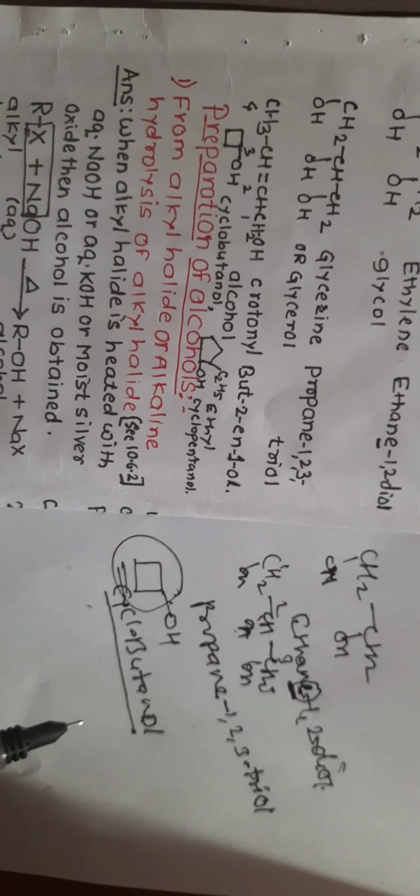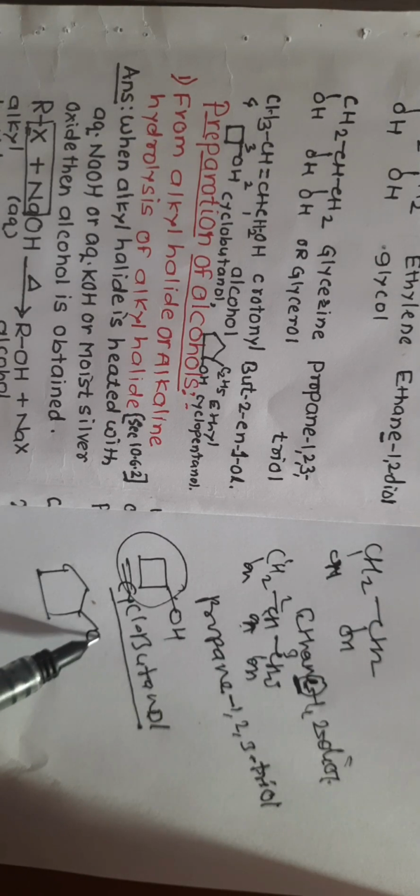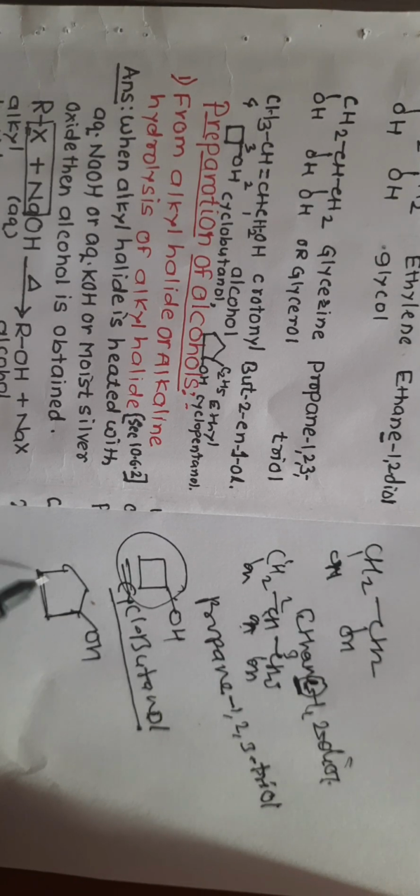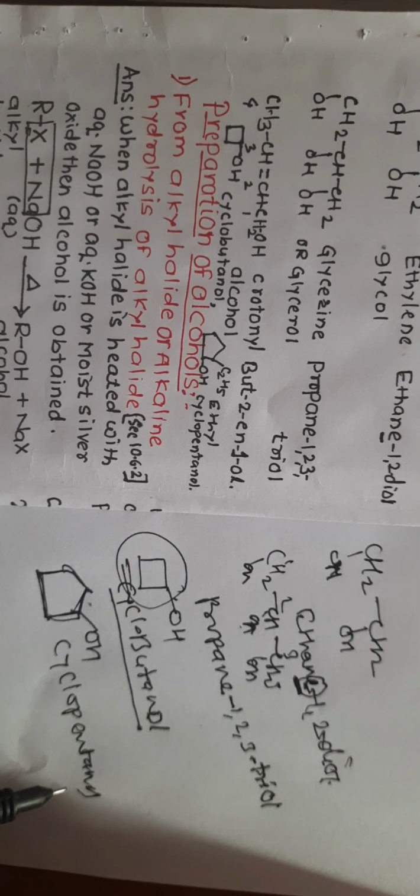Similarly, we can write the name of this alcohol like this. Suppose the alcohol is like this. It is a pentane. But we have to use the prefix cyclo. It is cyclopentane. E is replaced by OL. Therefore, the name of this compound is cyclopentanol. I have given all these examples in our notes also.